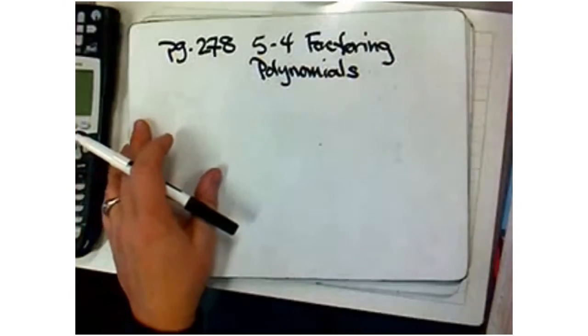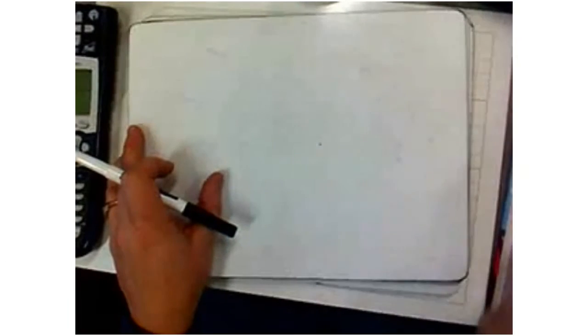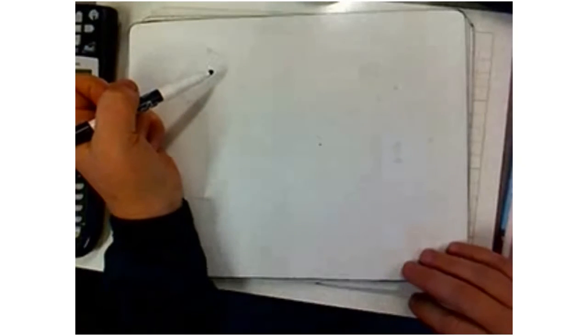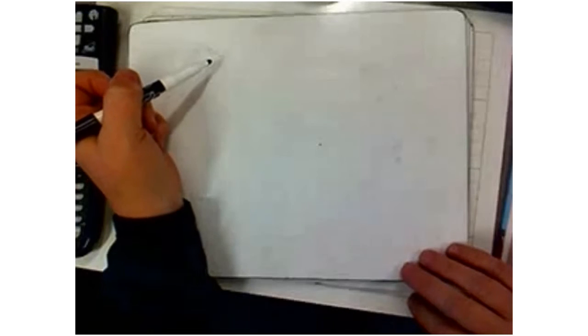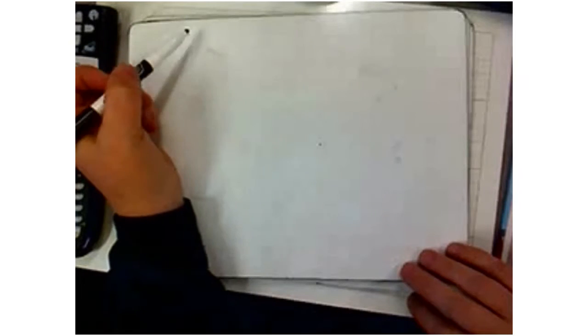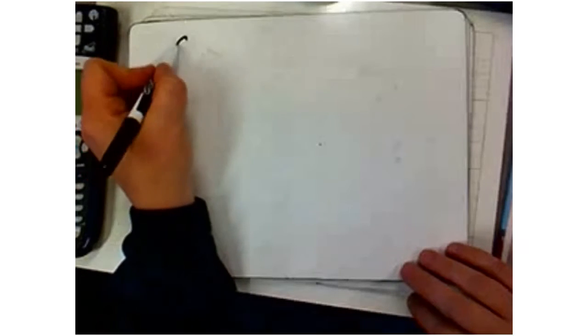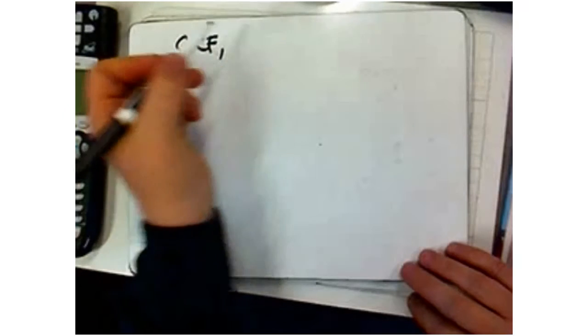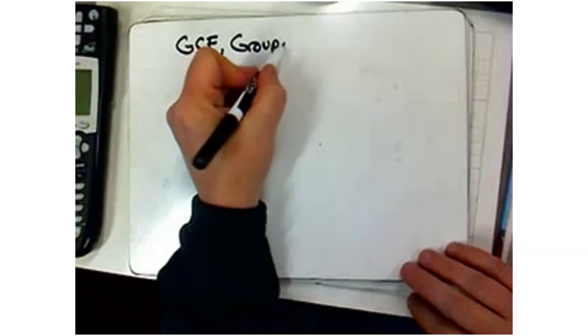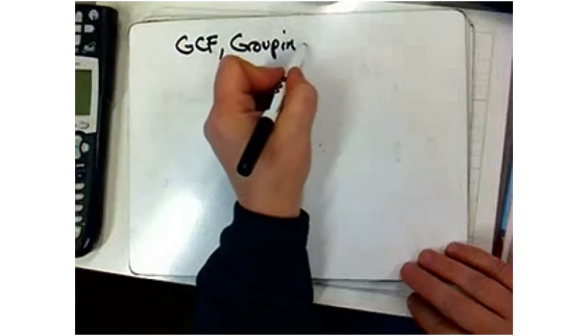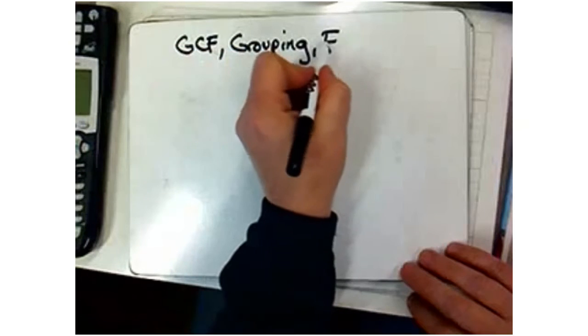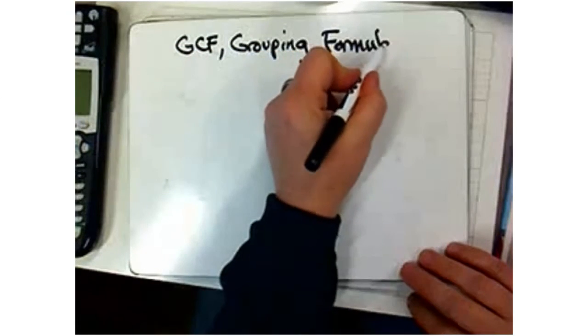All right, so on page 278, it was a page break, I believe, on 277D. The concept summary is you're going to factor polynomials using the GCF method, grouping method, and formulas involving squares and cubes method. And they go over a couple of the methods in the review.